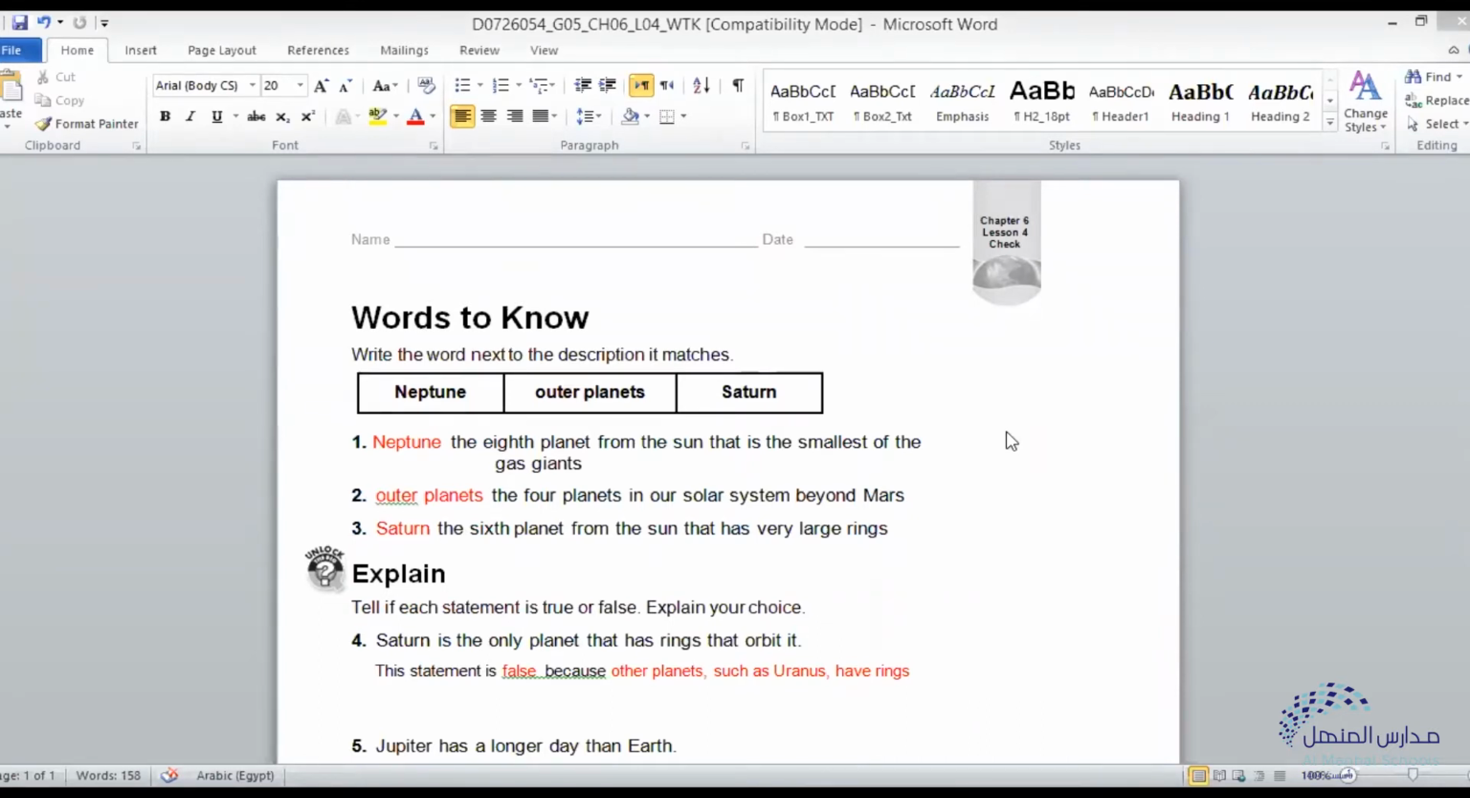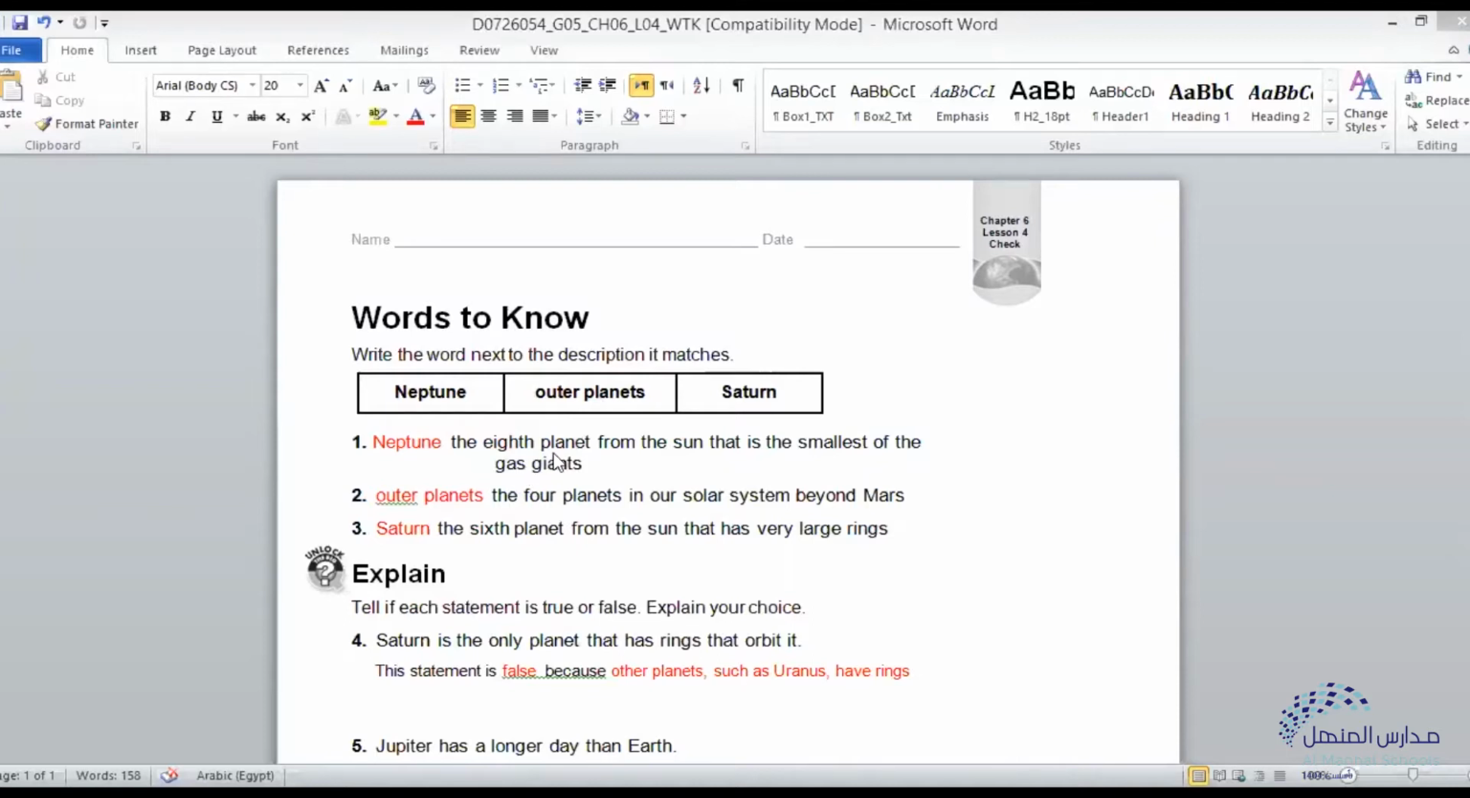Today, we are going to solve the worksheet. In this worksheet, we have some questions relevant to the lesson. This is only a sample of questions. You are going to find many questions online that you are going to solve this week, okay? But this is to help you know how to solve the questions. The first question here, we have a list of different words: Neptune, outer planets, and Saturn. Then followed by 3 questions.